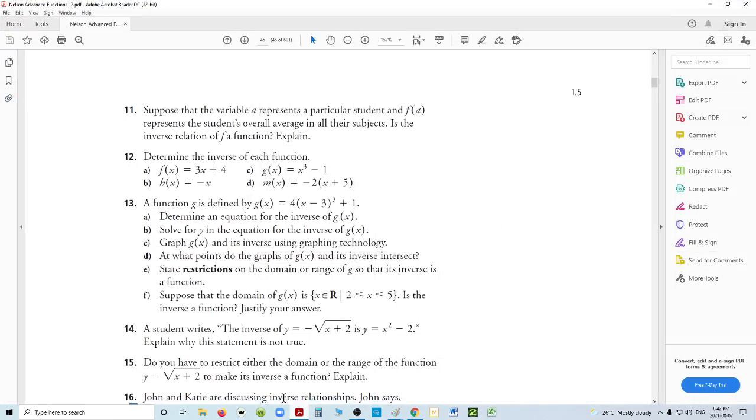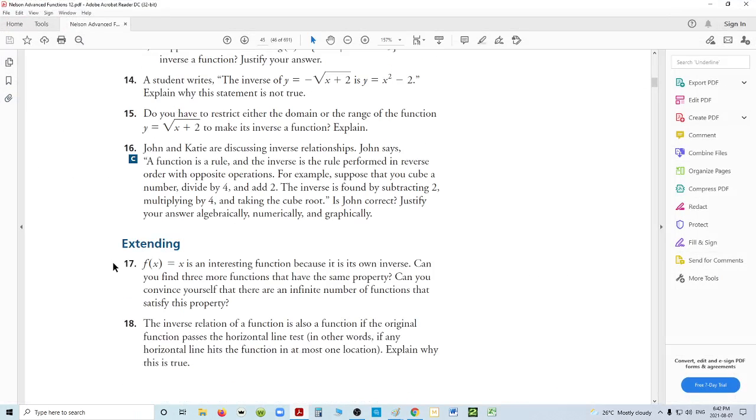Okay, back to the textbook. So we got some extensions that I probably won't do. So here we go.